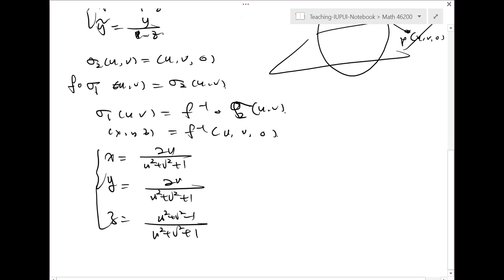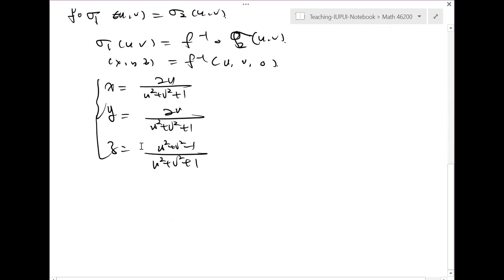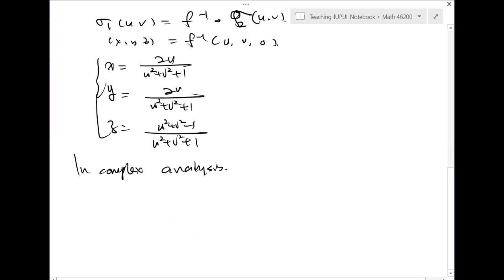Now what I want to do is, in complex analysis, the plane is identified with R2. That means a vector, and A plus Bi corresponds to A and B. So a point in the plane corresponds to a complex number.